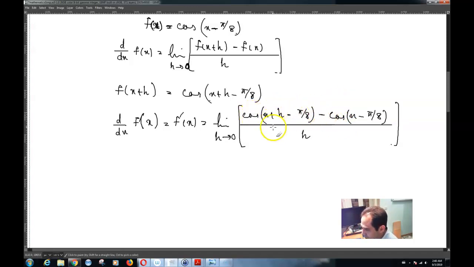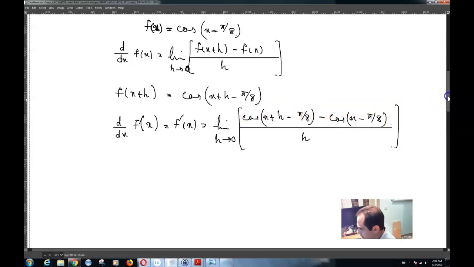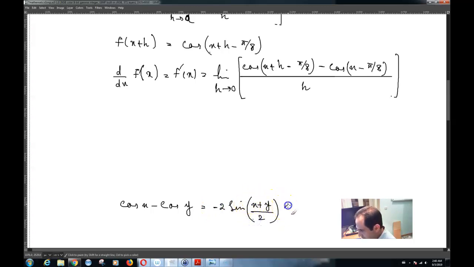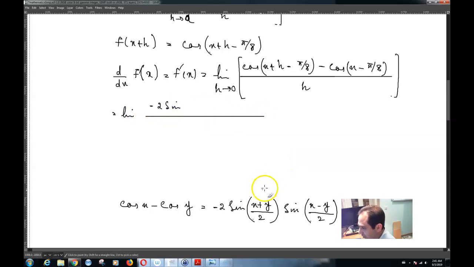And basically over here what you have is cos x minus cos y, for example. You can think of this as cos x minus cos y, which is equal to negative 2 times sine of (x plus y) divided by 2, times sine of (x minus y) divided by 2. So you can write this as the limit of negative 2 times sine of (x plus y) divided by 2, which becomes this plus this divided by 2.